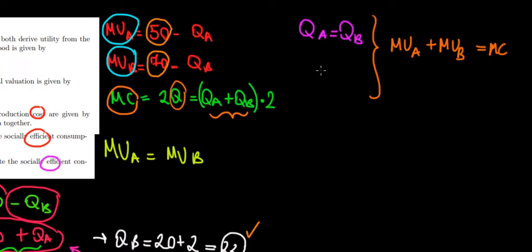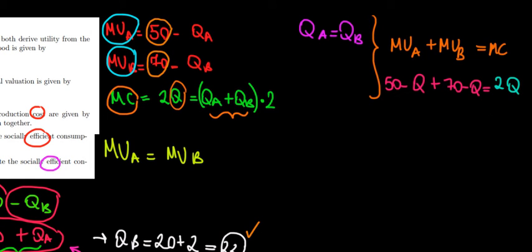Well, we will have 50 minus the quantity, 50 minus Q, because remember, we're not making any distinction between N and Ben, plus the marginal utility of Ben, which is 70 minus Q, and the marginal cost is just going to be this function. It's going to be 2 times the total quantity, so it's 2 times Q.